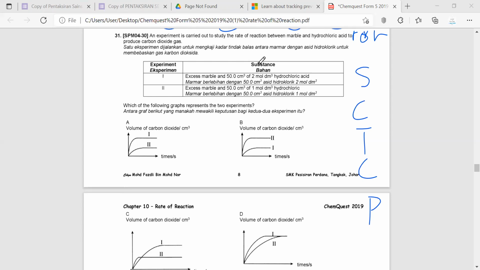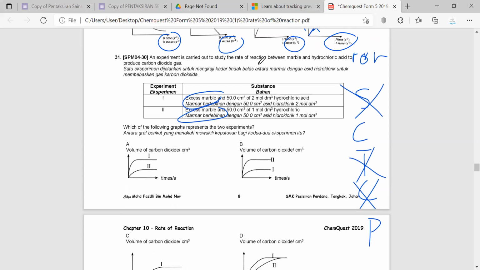When you're doing a question like this, you need to omit what you're not using. Here, even though I have marble and marble, they are the same. One is not a powder, so I'm going to cancel out size. Size is not part of it. I don't see a catalyst, I don't see a pressure, I don't see temperature. So I'm only left with concentration. And indeed, one is 2 mole, one is 1 mole.